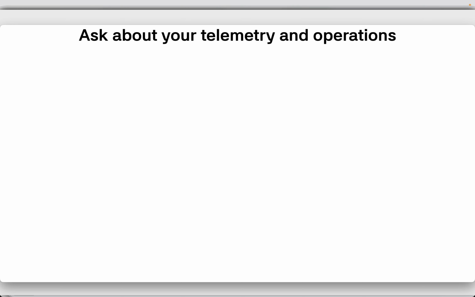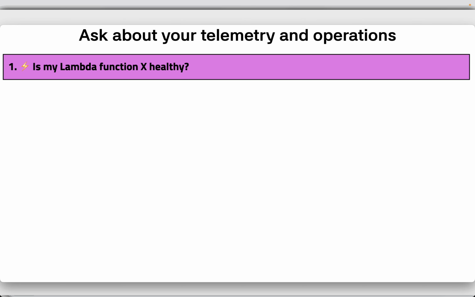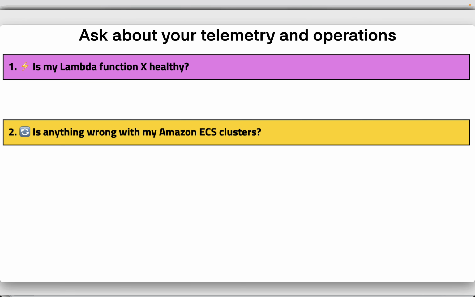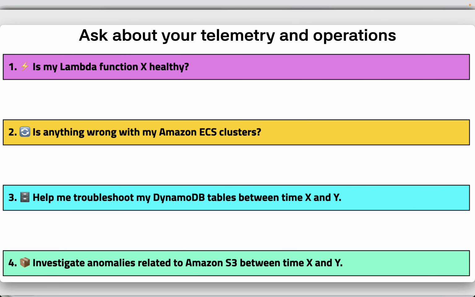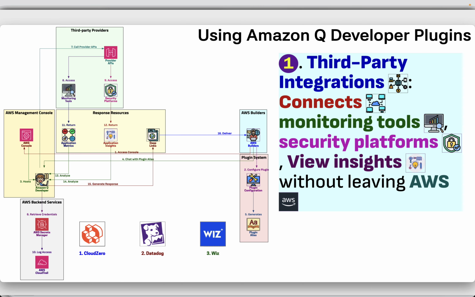And these are some sample questions you can ask about your telemetry and operations. Is my Lambda function, function name, healthy? Is anything wrong with my Amazon ECS clusters? Help me troubleshoot my DynamoDB tables between time, and you give the time between start and end time. Investigate anomalies related to Amazon S3 between start and end time.